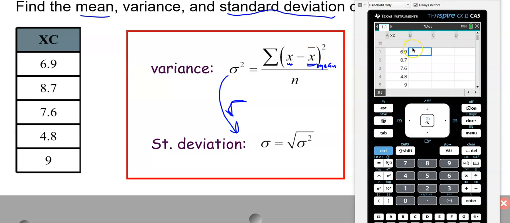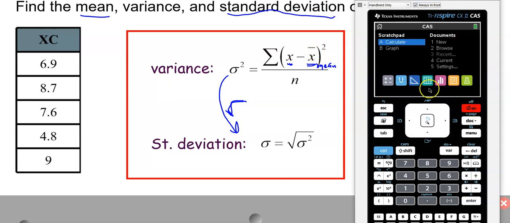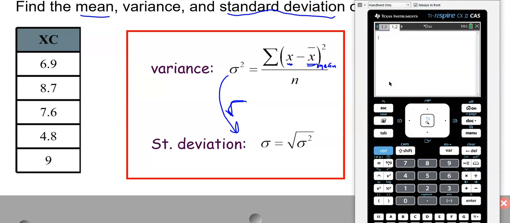So let's add a calculator page. I'm going to go to the calculator page, not a scratch pad. Don't go to the scratch pad, it won't talk. Don't hit that button. Definitely add a calculator page, page 1.2 now.